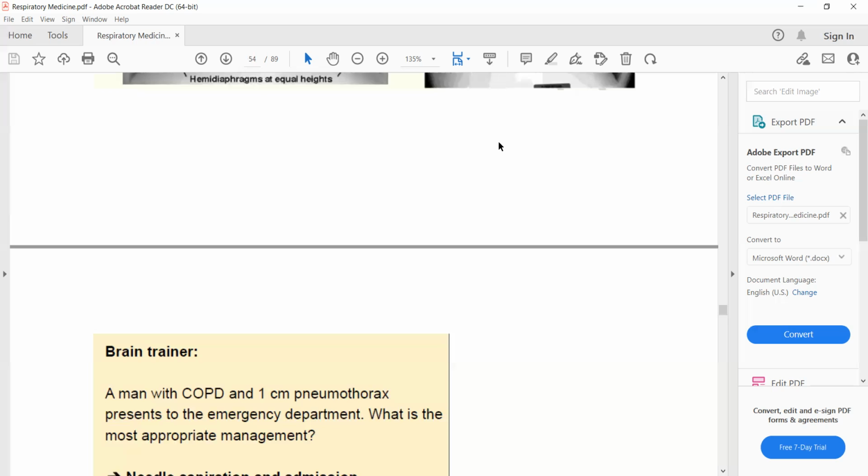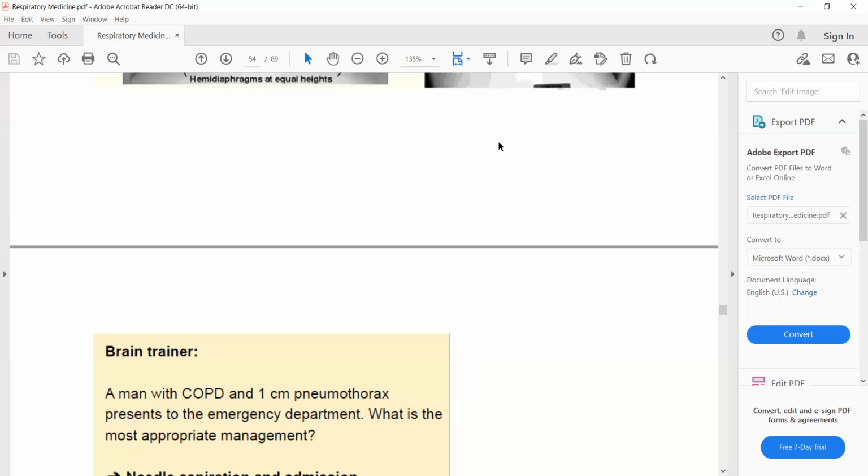While after needle aspiration, we need to admit the patient because we haven't put any chest drain. And if the patient again develops pneumothorax, then we'll think of putting a chest drain. That's why if needle aspiration is successful, we need to admit the patient for 24 hours so that we can observe if he develops more pneumothorax.